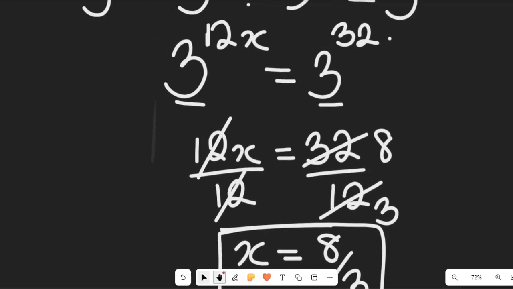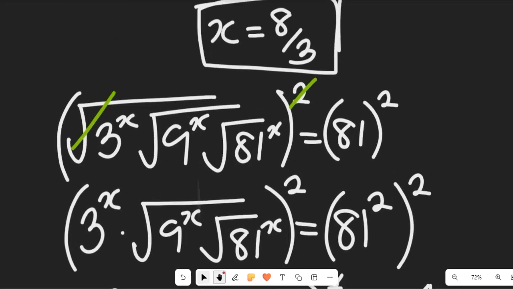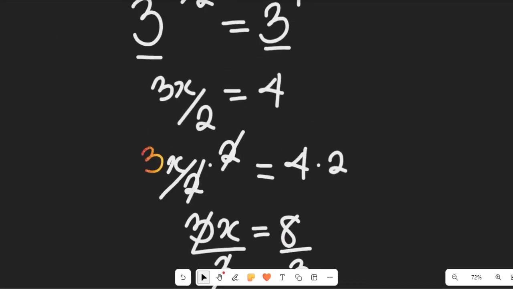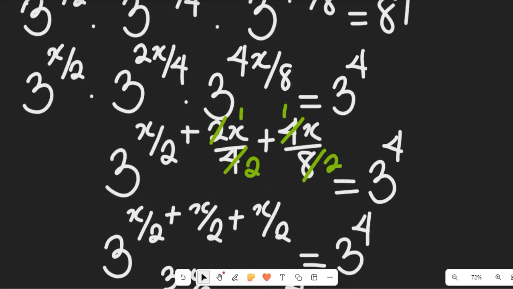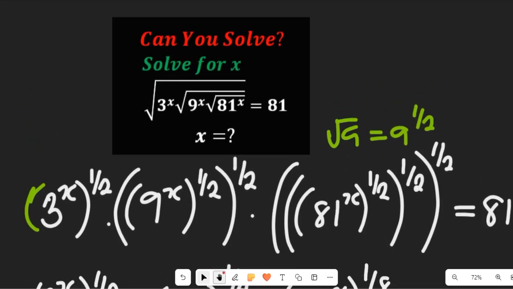So you see, using these two different unique methods gives us the same answer, and that is the reason why we used them. You can use any of these methods in solving this question, and you arrive at the same solution.